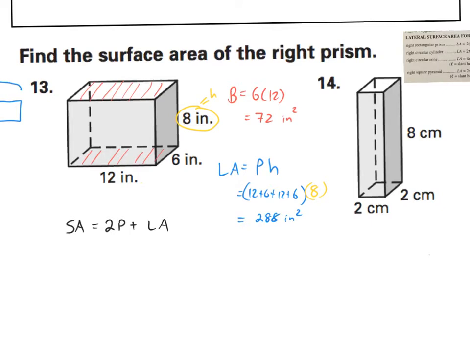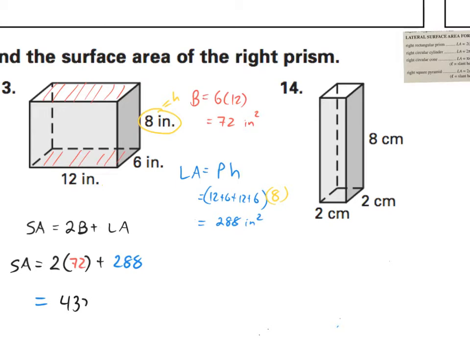Now, of course, we're not done, and that's the problem, is that we've got so many different components. I found the area of one base. I found the area of all the lateral area. So now when we combine it, bring it all together, we say this: the surface area of the entire thing is 2 times the area of my base, which is 72, plus my lateral, which is 288, 432 square inches.